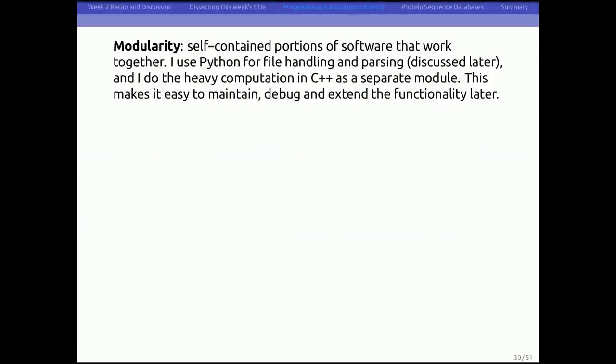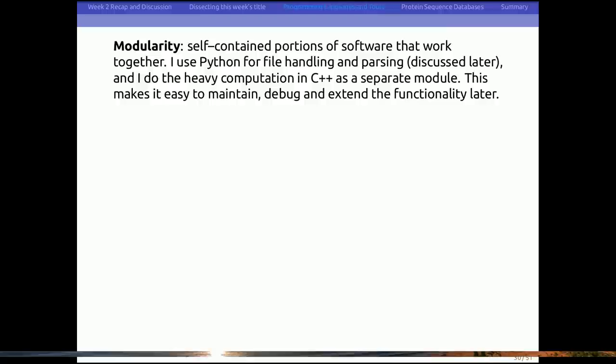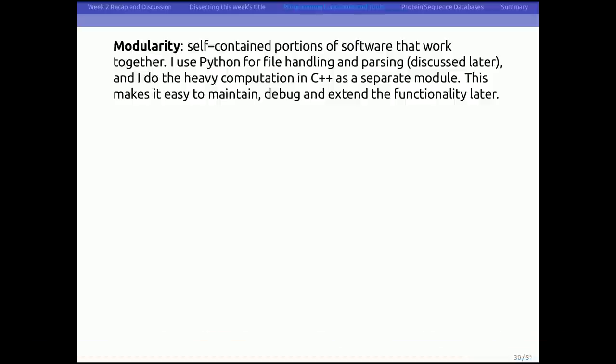So, as I mentioned, just as a side note, this is not particularly important or interesting, but I mentioned that I use Python with C++, and this is called modularity, where I have a certain functionality, like file handling, that I write in Python, and then I do the heavy computation in C++. Now, these two pieces of code, they work together, but they live separately. And this is very important. Modularity in software is a key concept.